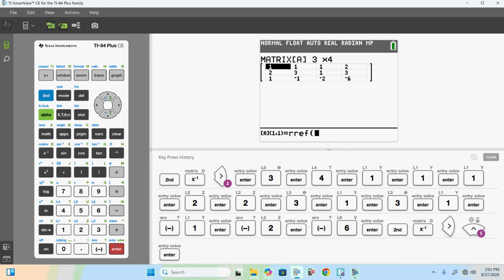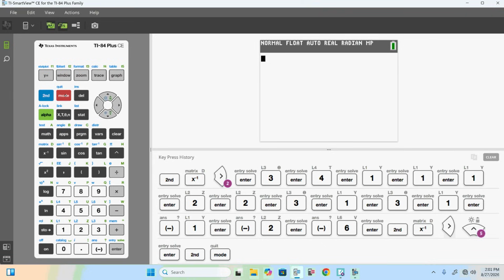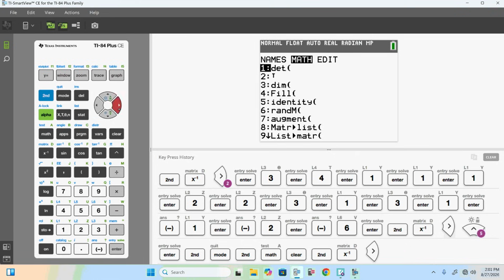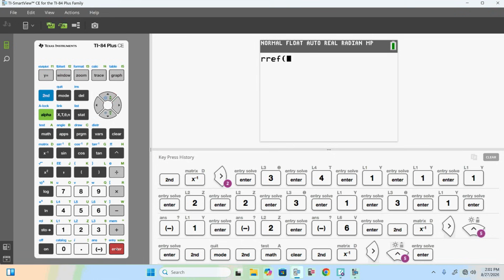Now I did this on purpose because I did not hit second quit. So what the calculator is saying is, do you want to put this function into the matrix? The reason we go second quit is to get back to the home screen so that the matrix is saved, and we can now actually start plugging functions in. Now we have this here, yes?